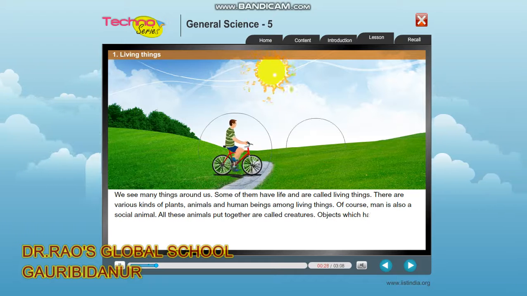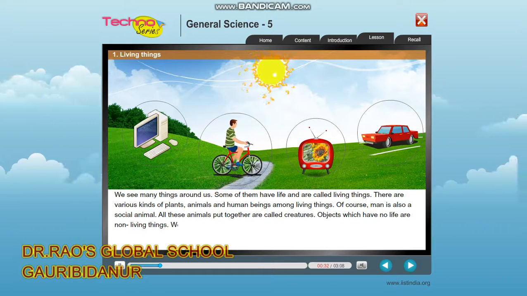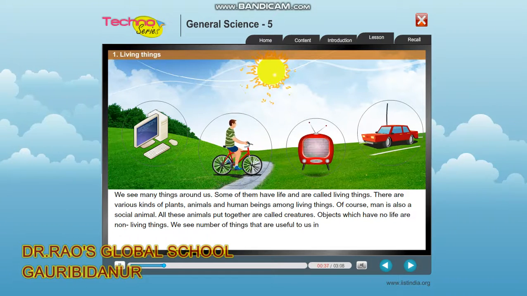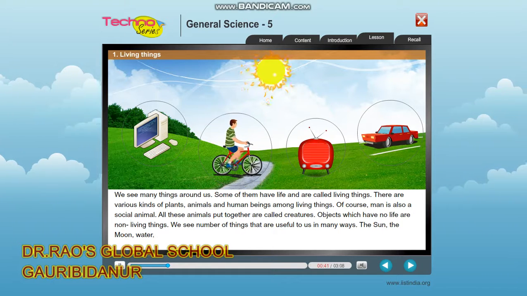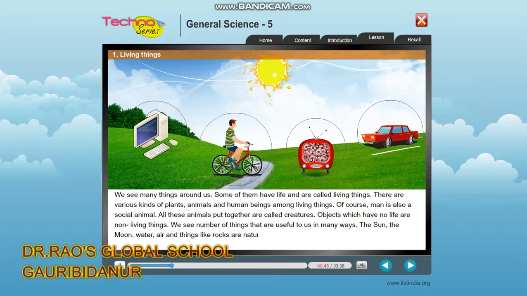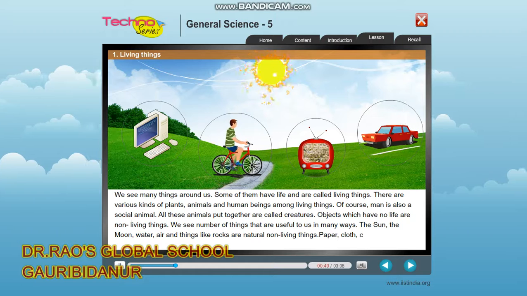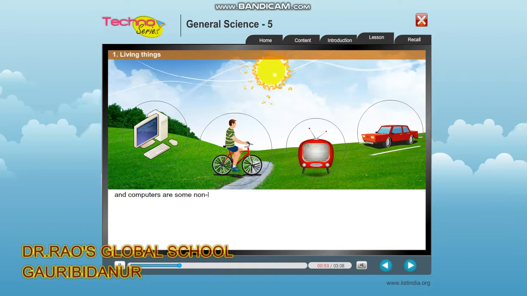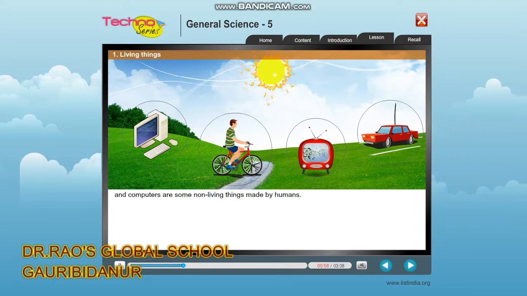Objects which have no life are non-living things. We see a number of things that are useful to us in many ways. The sun, the moon, water, air, and things like rocks are natural non-living things. Paper, cloth, cars, television, and computers are some non-living things made by humans.